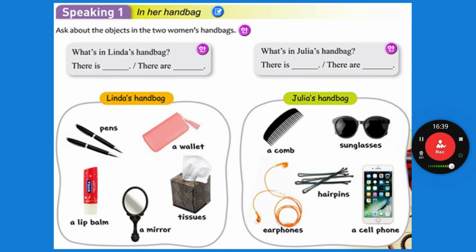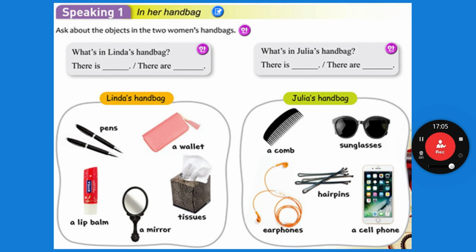Linda's handbag. Listen and repeat. Pens. A wallet. A lip balm. A mirror. Tissues.